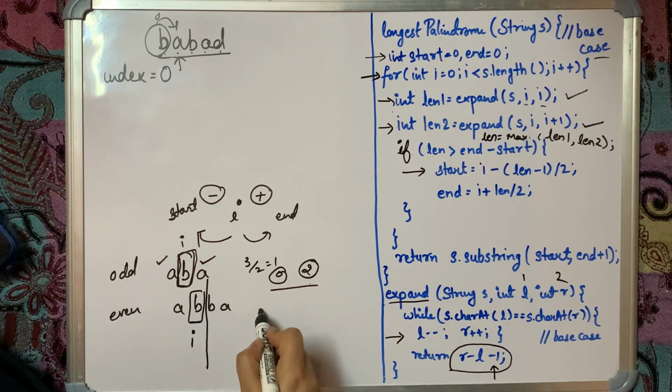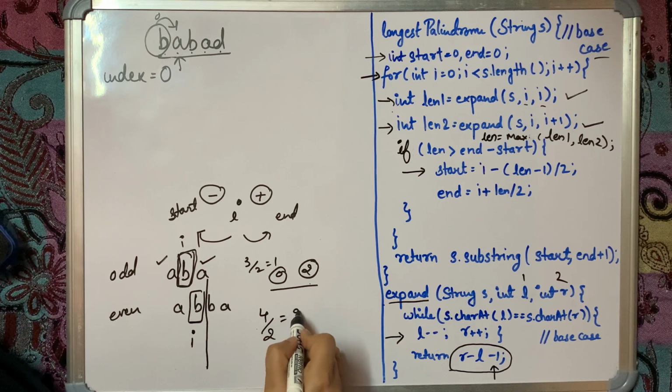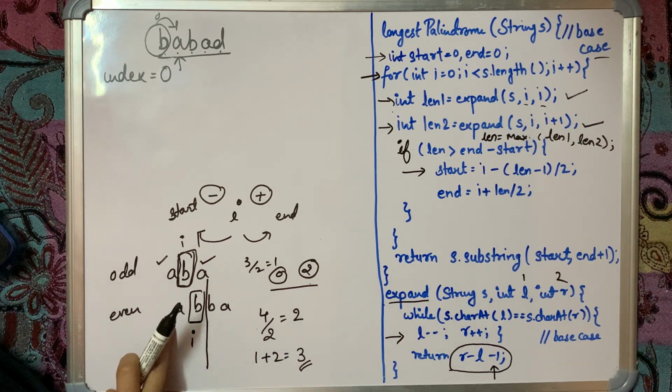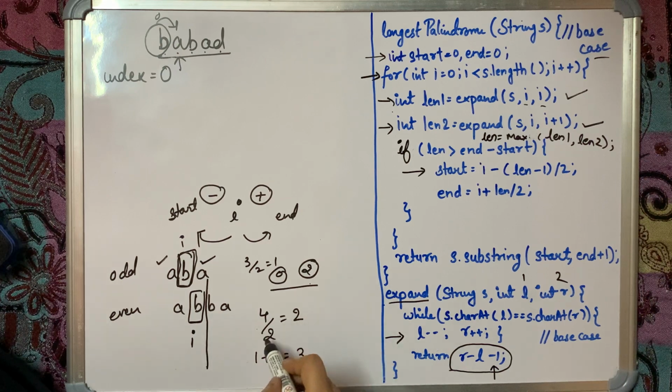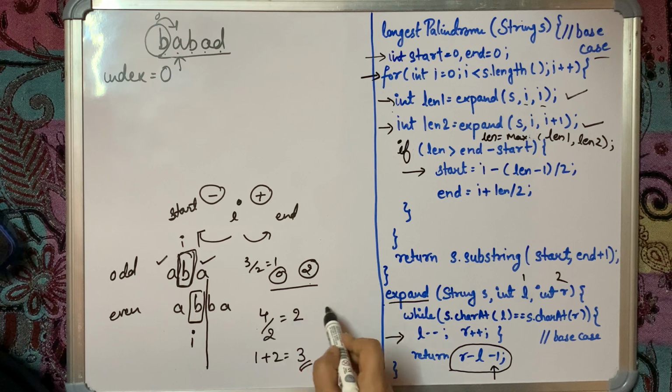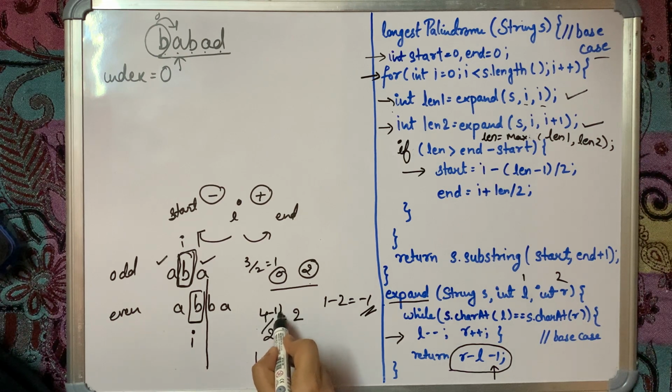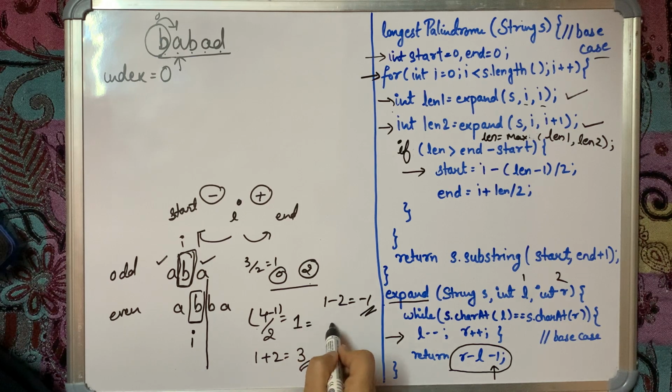So if your length is 4, 4 by 2 is 2. So for the end you have index 1 plus 2, which is 3, which is fine. But in this case, on the left, you have 4. If you had not done this 4 minus 1, what would have happened? You would have done 1 minus 2, which is minus 1, which is wrong. So in this case you do 4 minus 1 by 2, which is 1. Then 1 minus 1 is 0. So your indices are 0 to 3, which is 4 characters.